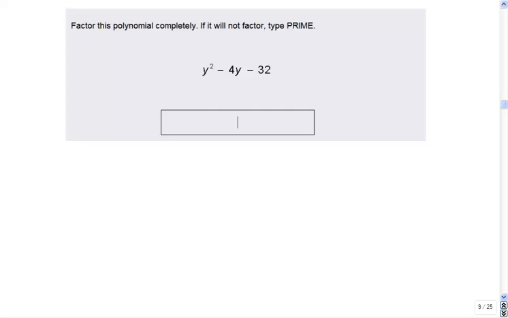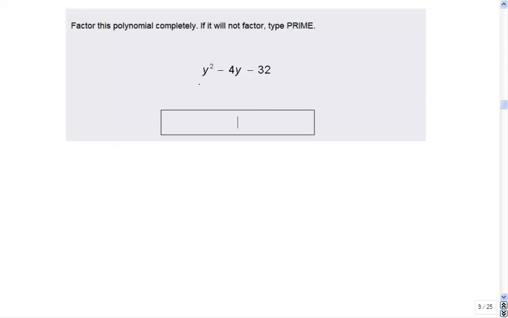Moving on, you check if this is a perfect square. Well, y squared is a perfect square, but negative 32 is not. So the trinomial is not a perfect square. Next thing, you're trying to factor this one by the rules that we learned previously, in your previous years or this year if not.